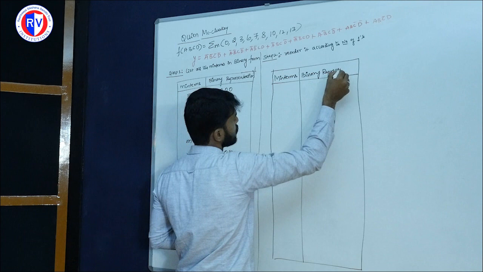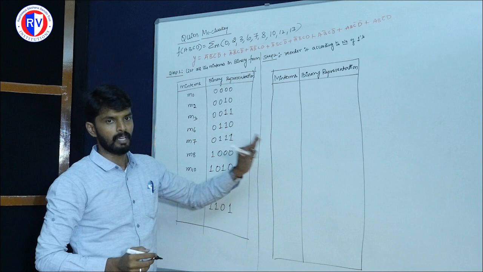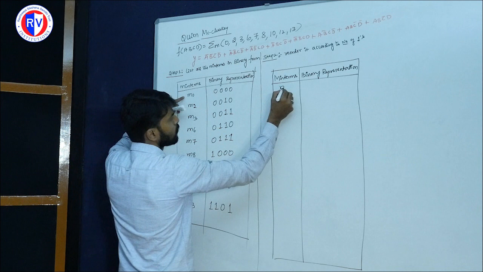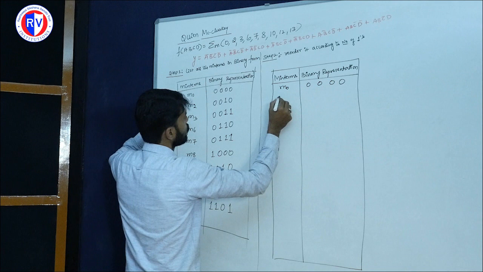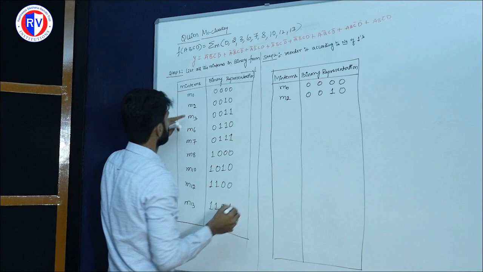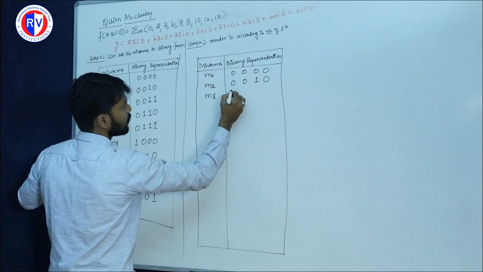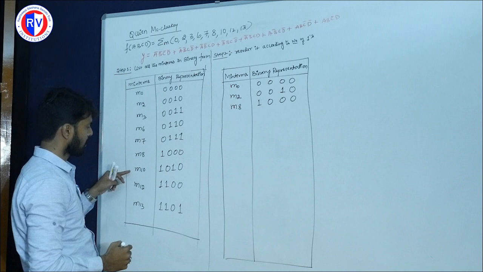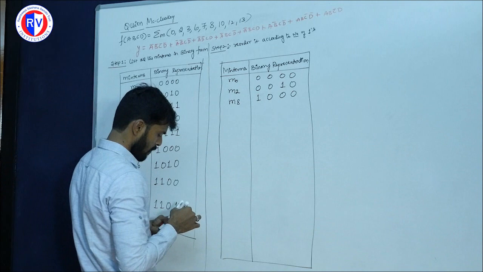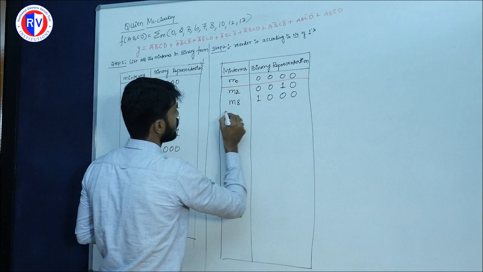Here I need to write in the next table according to the number of ones. M0 doesn't contain any ones. Similarly, M2 has only one 1, M3 has two ones, M6 has two ones, M7 has three ones, M8 has only one 1. Similarly M10, M12 and M13. So the ones with a single 1, I will make into one segment, and the ones with two ones go in the next segment.